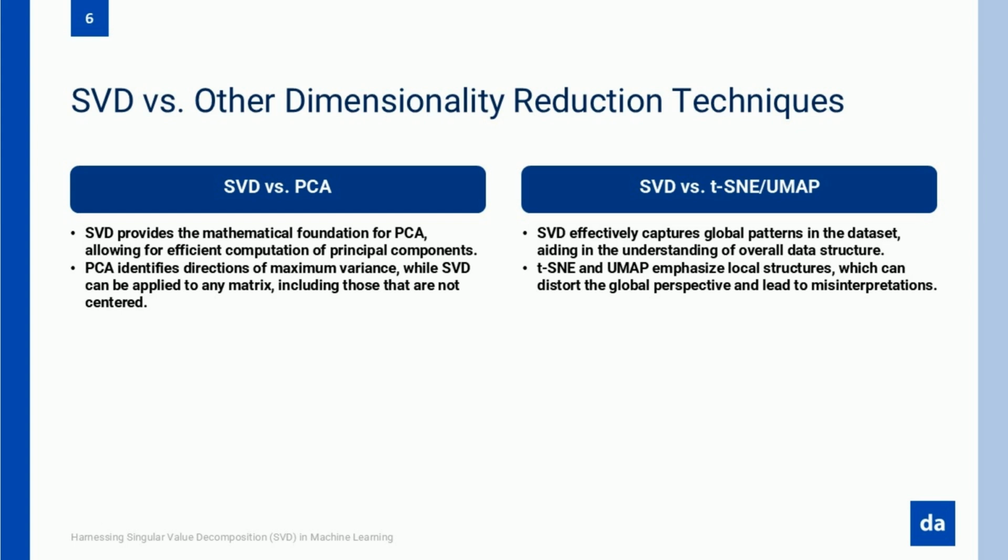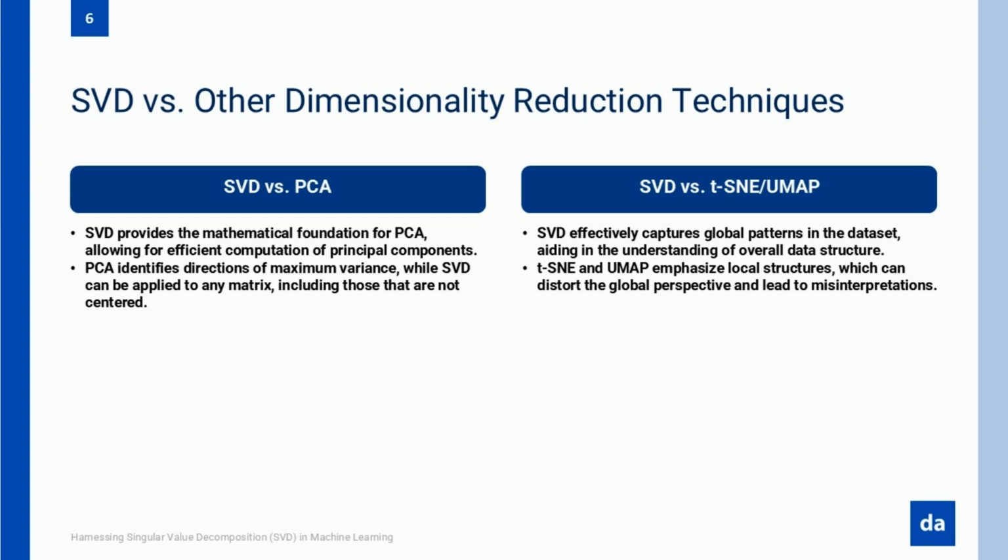The relationship between SVD and principal component analysis illustrates why SVD maintains its central position in data science. While often treated as separate techniques, PCA can actually be derived directly from SVD. When you compute the principal components as eigenvectors of the covariance matrix, you're essentially performing a calculation that SVD can accomplish more directly. This mathematical connection isn't just an interesting footnote, it demonstrates how SVD provides the underlying framework that powers other popular techniques.